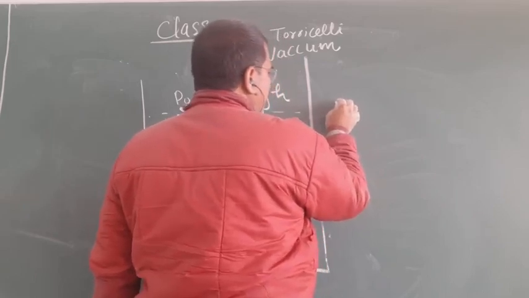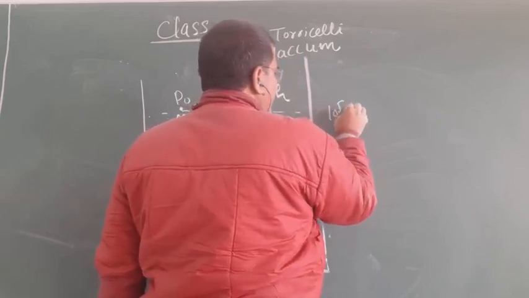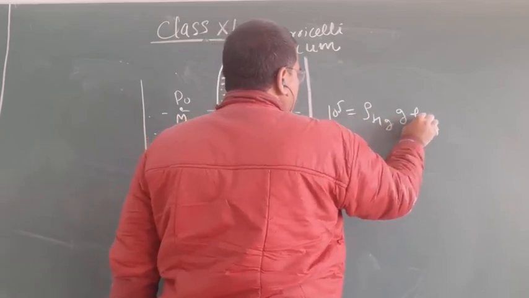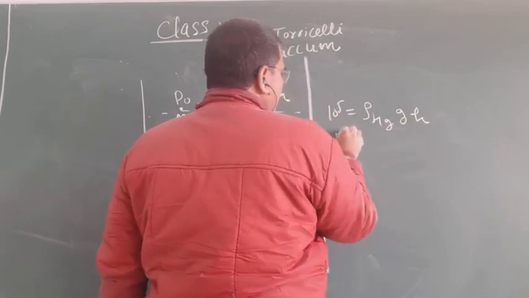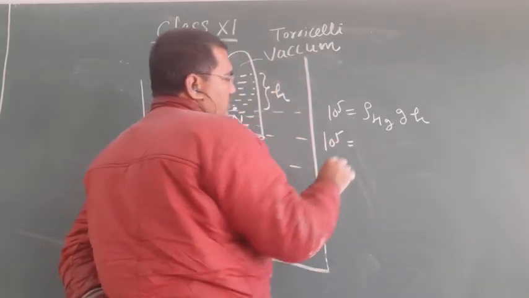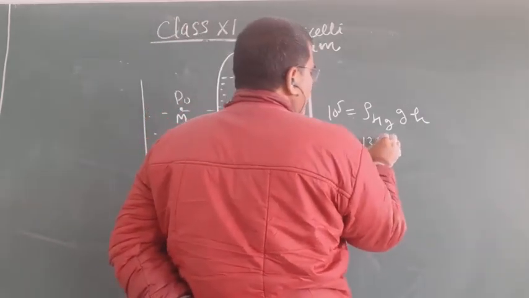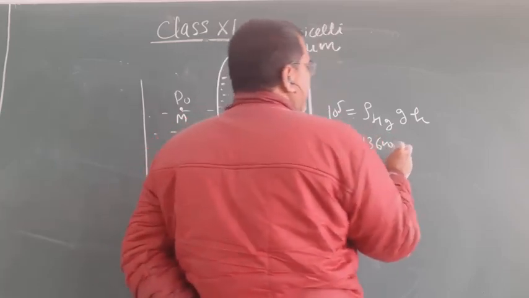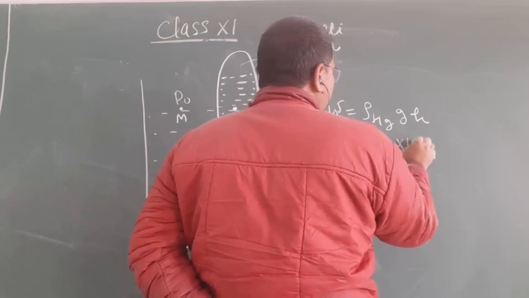This is 10 to the 5 = rho mercury GH. Density of the mercury is 13,600 kg per meter cube into 10 into H.